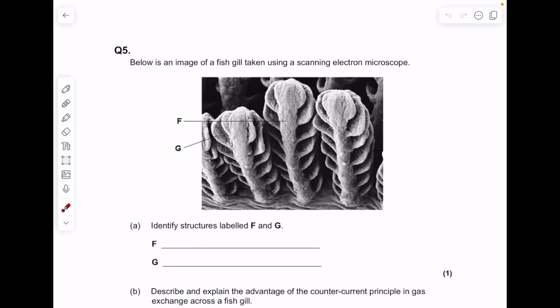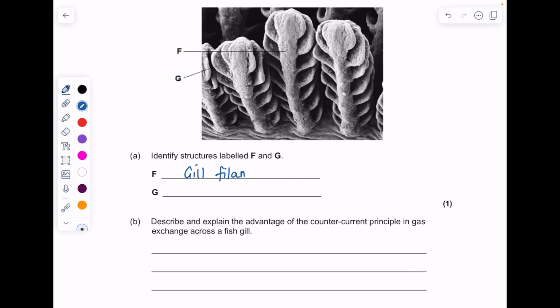Below is an image of a fish gill taken using a scanning electron microscope. Identify structures labelled F and G. So F is our gill filament, whereas G are our lamellae.